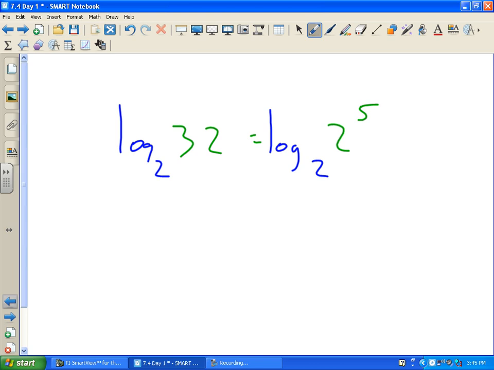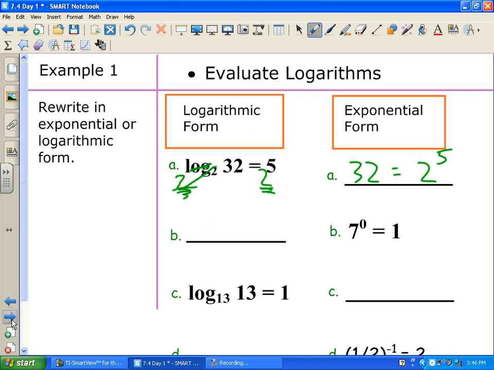On the left-hand side, I would have log base 2 of 32. On the right-hand side, there's my identity, there's my inverse, there's what's been undone, and I have 5. Log base 2 of 32 is 5. That's what I started with. Log base 2 of 32 is 5, and 32 equals 2 to the 5th. These two things say the exact same thing. They're just in different forms.